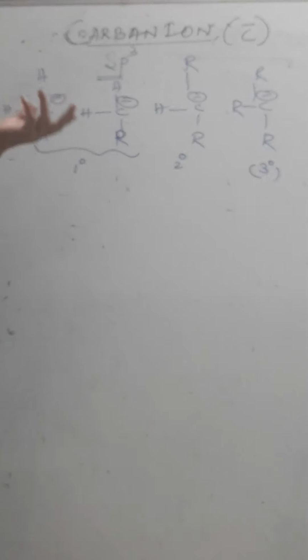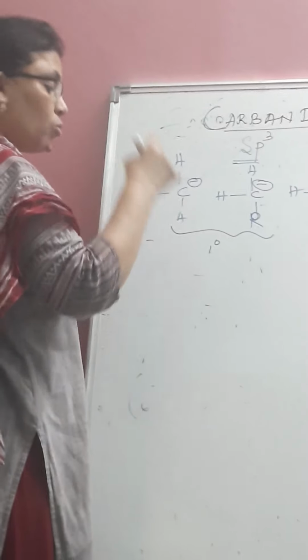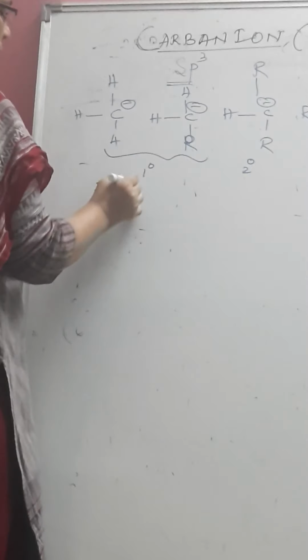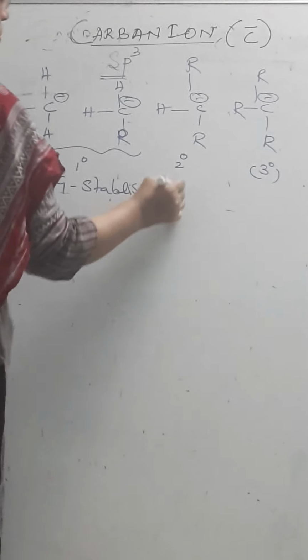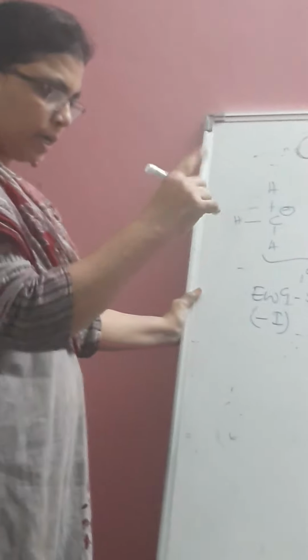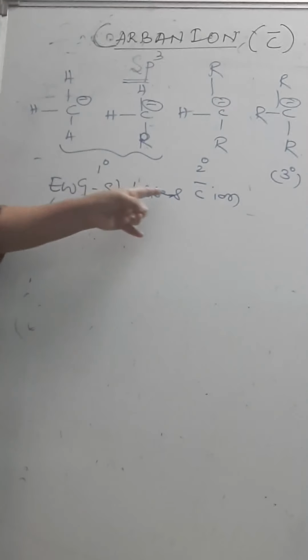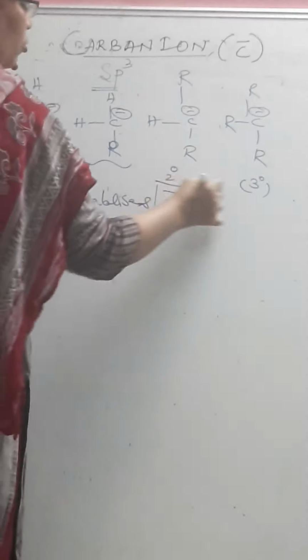Carbanions themselves are electron rich. It means that in case of carbanion, electron withdrawing group stabilizes. What is my sentence? Stabilizes carbanion. Electron withdrawing group means which inductive effect? Very good, negative inductive effect. Positive inductive effect is for both carbocation and carbon free radical. For electron withdrawing group, that is negative inductive effect, stabilizes carbanion.